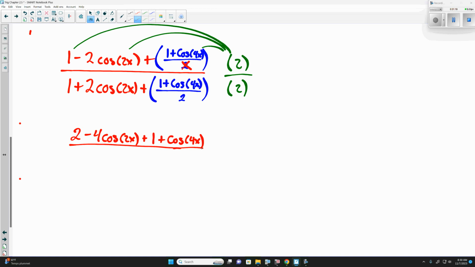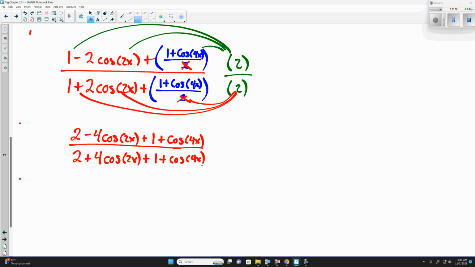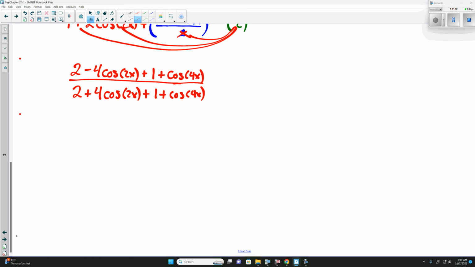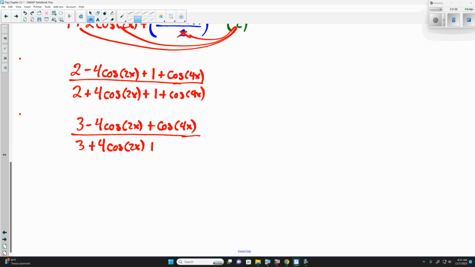And that's our goal. Now the denominator, we can do the exact same thing. Multiply everything by 2. So we'd have 2 plus 4 cosine of 2x plus, well, this 2 is gone, 1 plus cosine of 4x. Last step, combine like terms. 3 minus 4 cosine of 2x plus cosine of 4x all over 3 plus 4 cosine of 2x plus cosine of 4x.